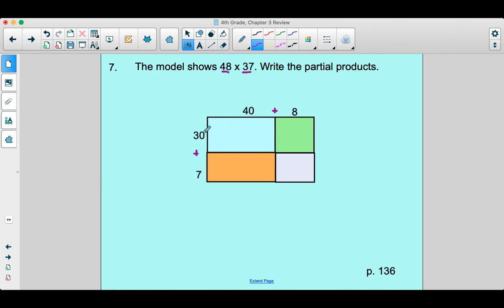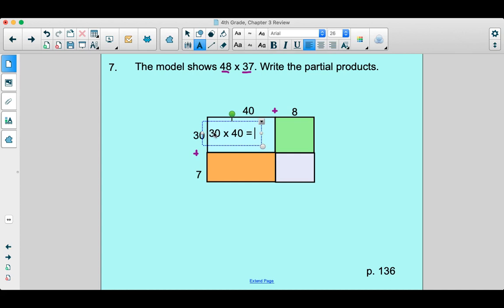Okay, so now we're going to do 30 times 40 for this one right here. Whoa, we want it to go in the box. 30 times 40 equals, well, I know 3 times 4 is 12, and I'm adding 2 place values, so it must be 1,200. All right, now we're going to do 7 times 40. And 7 times 4 is 28. And then I'm going to add that place value, so 280 for that one.